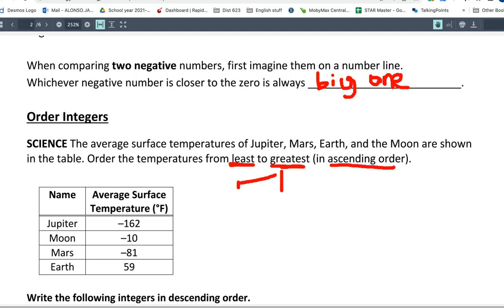So let's take a look. We have Jupiter. The temperature of Jupiter is negative 162. Moon is negative 10. Mars is negative 81. And Earth is 59. Not bad. So let's go down and see.